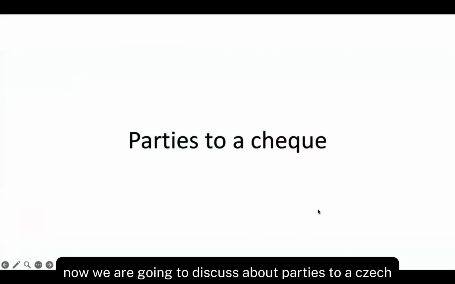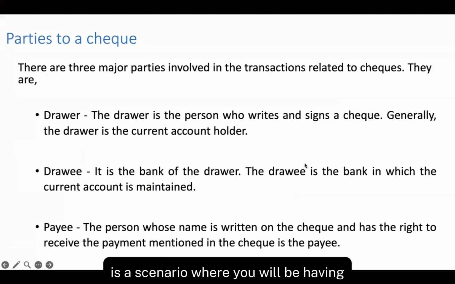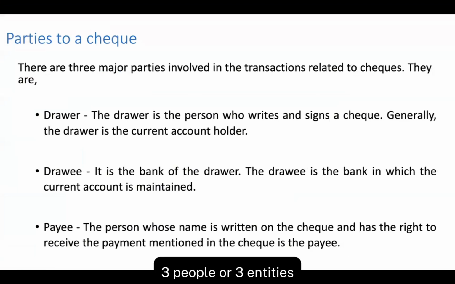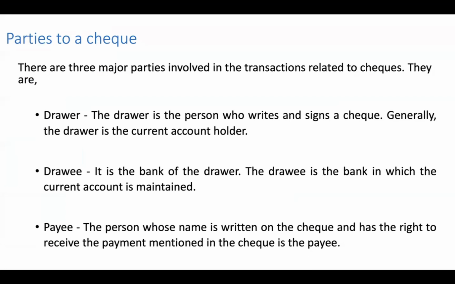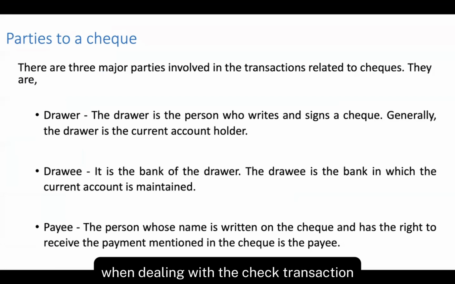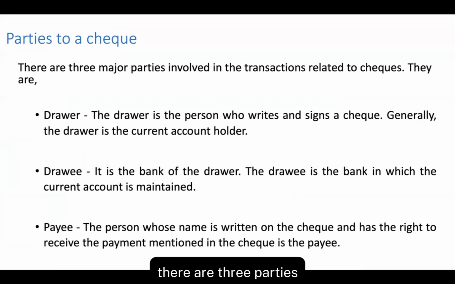Okay, now we are going to discuss parties to a check. When we are issuing a check, we will have different parties. Parties to the check is a scenario where you will have three people or three entities identified as parties when dealing with a check transaction.